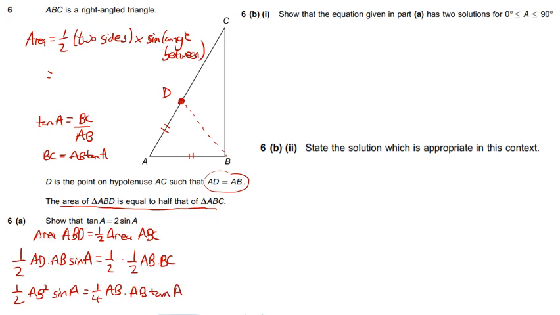So if we look at both sides of the equation, we can cancel off AB squared from both sides. And then it's just a case of multiplying both sides by 4 to get what we want. So tan A is equal to 2 sine A.